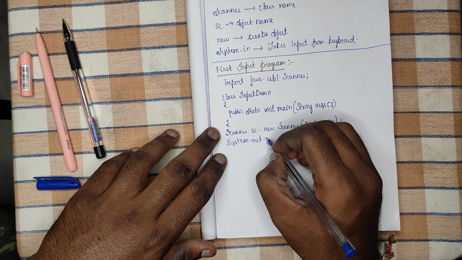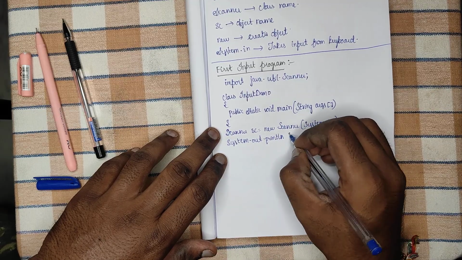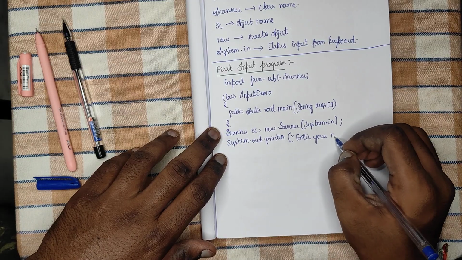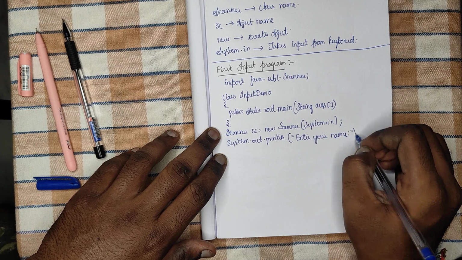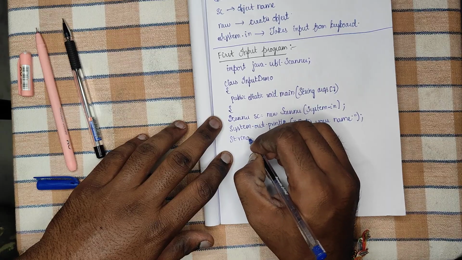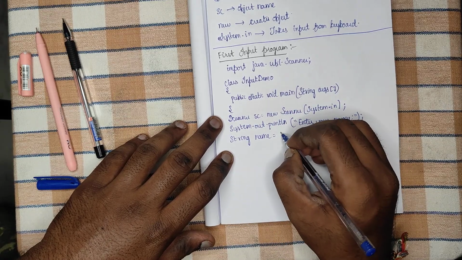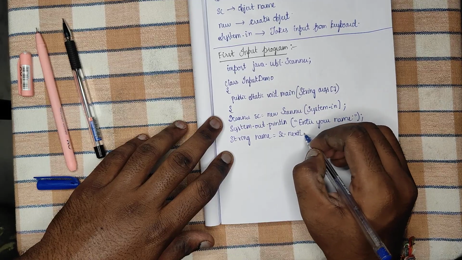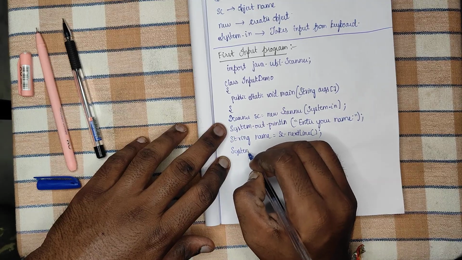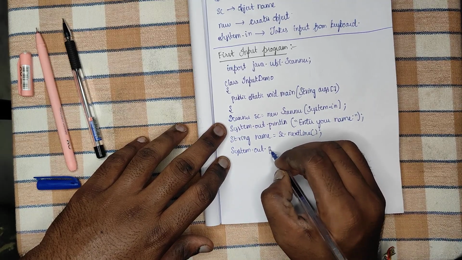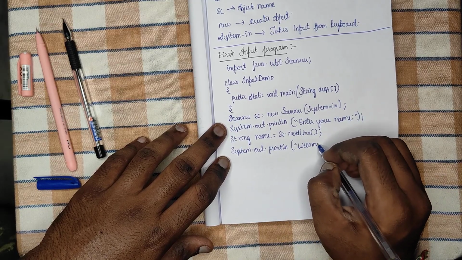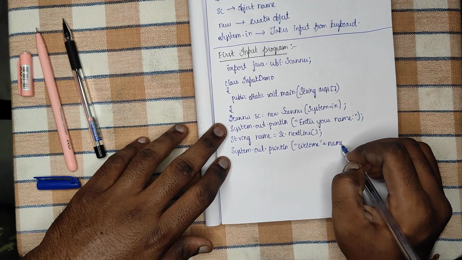System.out.println, like "Enter your name". String name is equal to sc.nextLine. So System.out.println("Welcome " + name).